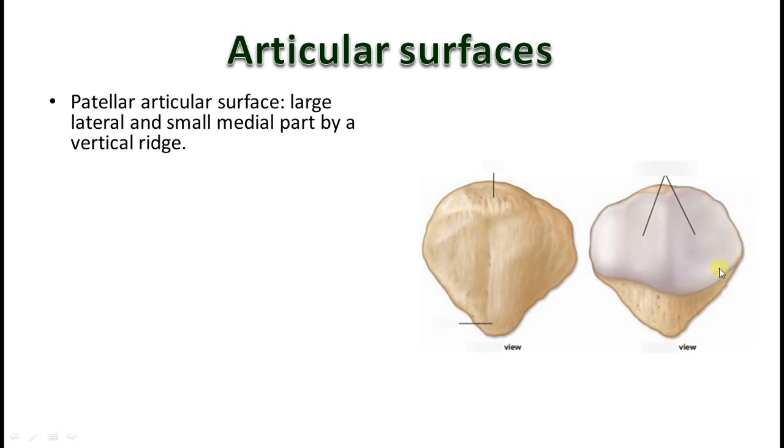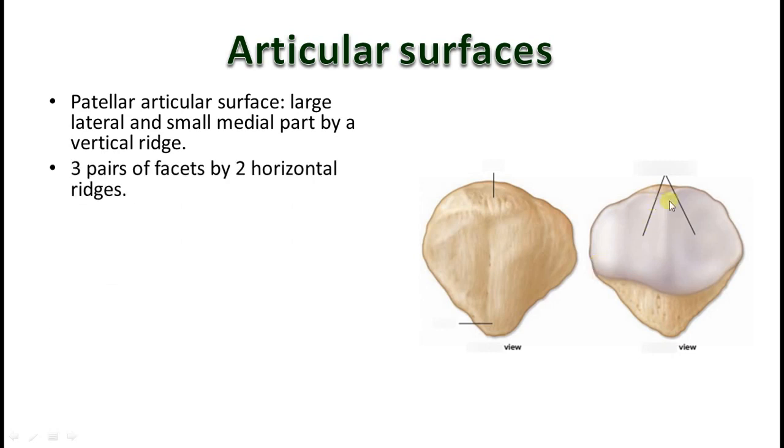If you look at the articular surface, it is divided by a vertical ridge into a large lateral area and a small medial area. So based on this, you can decide the side of the patella very easily. When you see the large extensive lateral surface, it belongs to the lateral side of the patella. Then on the medial surface, you see one more vertical ridge. You have a semilunar articulating surface more medially.